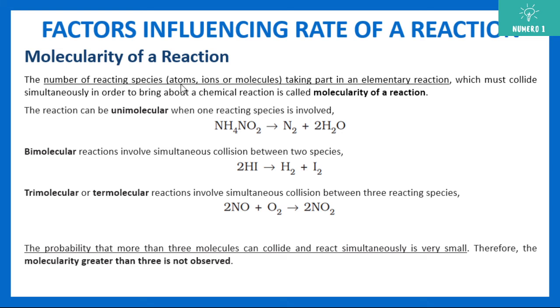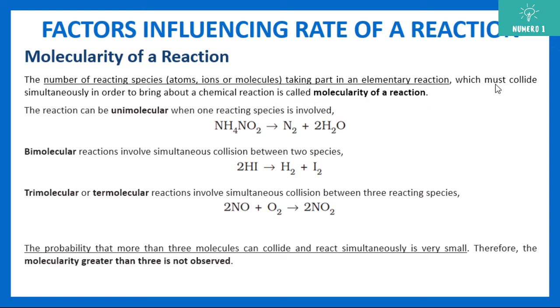Okay, so the reacting species can be atoms, ions, or molecules. So they are taking part in an elementary reaction. Underline this part, elementary reaction. So molecularity makes sense only when we are talking about elementary reaction. So the number of species which must collide simultaneously in order to bring about the chemical reaction is called molecularity of reaction.